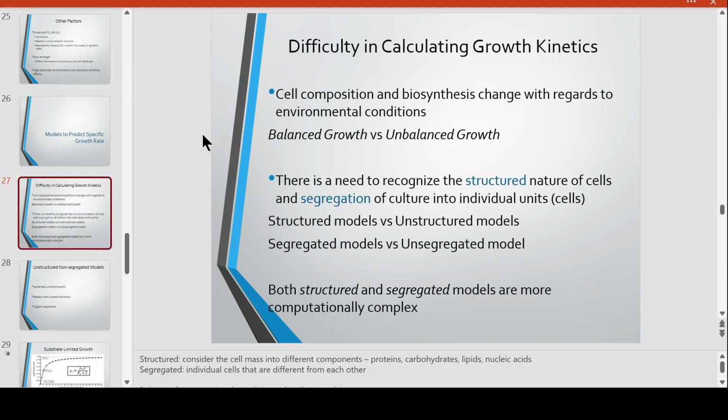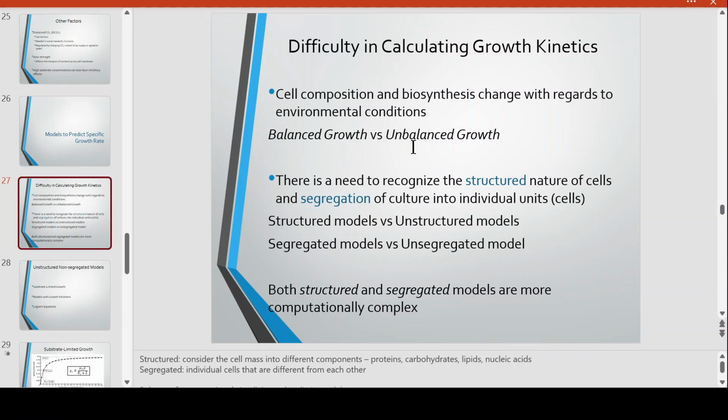The reason is this. There is some difficulty in calculating growth kinetics. Some compositions and biosynthesis change with regards to environmental conditions, even if we want to maintain the same concentration, same pressure, temperature and pH in the cell.